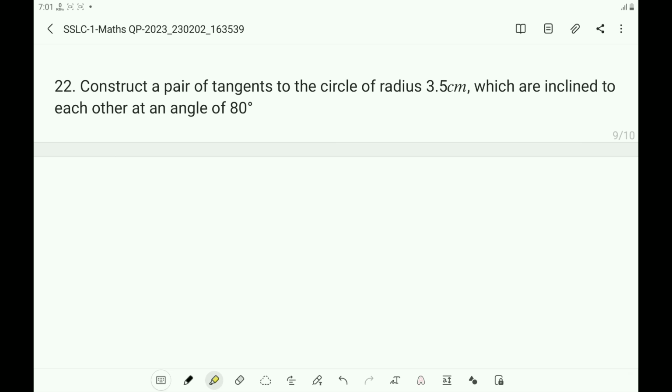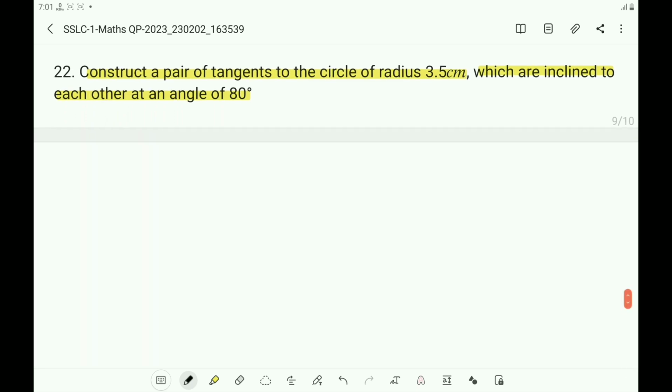Now question number 22. Construct a pair of tangents to the circle of radius 3.5 cm which are inclined to each other at an angle of 80 degrees. Children, you must know the method of drawing tangents to a circle when the angle between the tangents is given. The construction is already done in the construction chapter. You go through those videos and learn them. But here, let us discuss roughly, step by step.